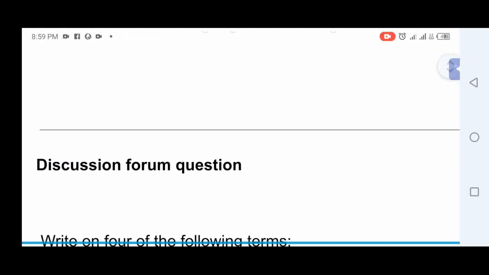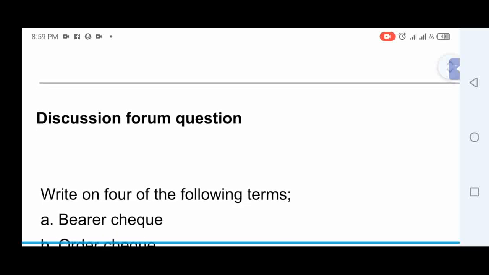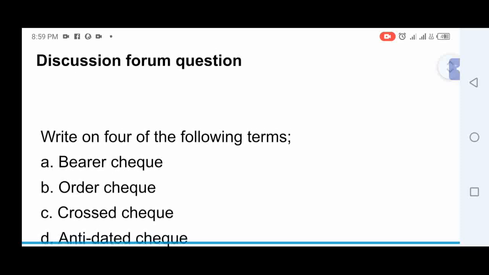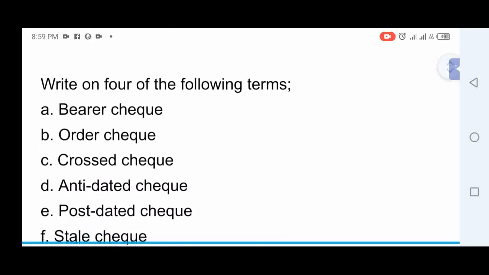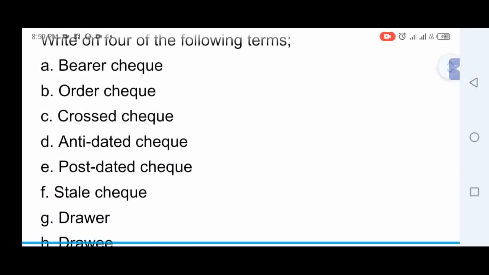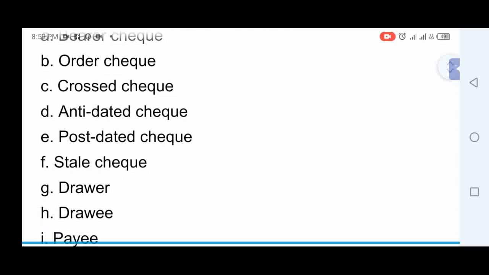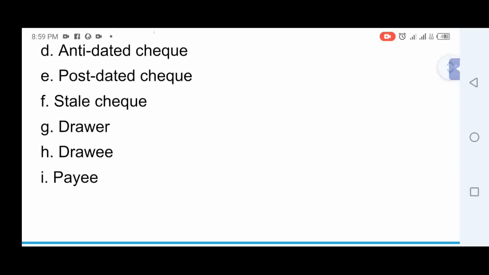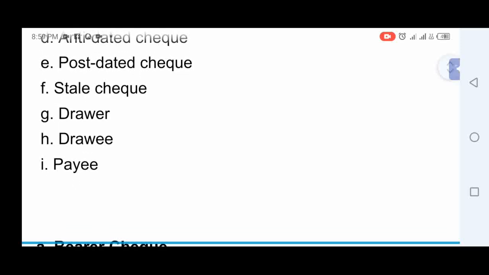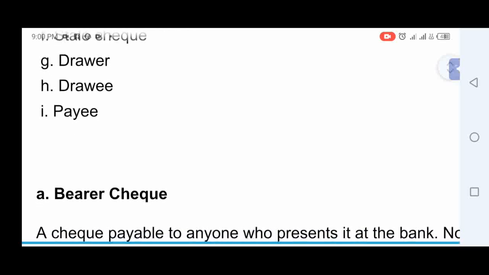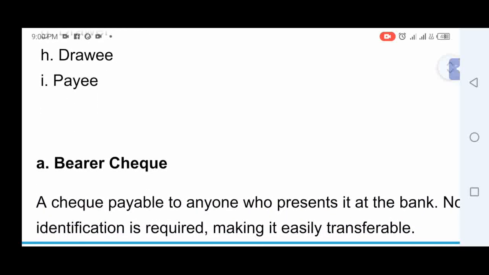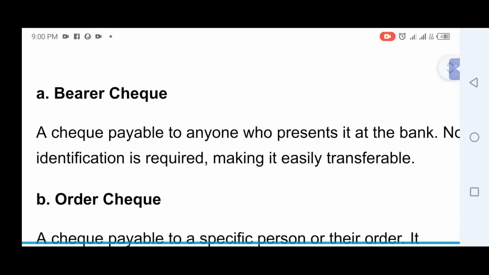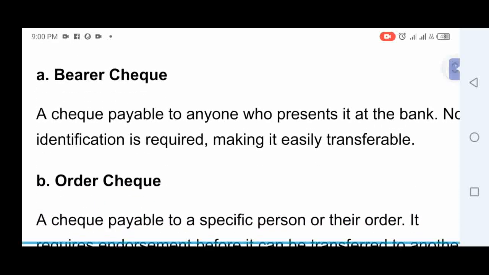Discussion from question. Write on 4 of the following terms. A. Bearer check, order check, cross check, anti-dated check, post-dated check, stale check, drawer, drawee, payee. A. Bearer check. A check payable to anyone who presents it at the bank. No identification is required, making it easily transferable.